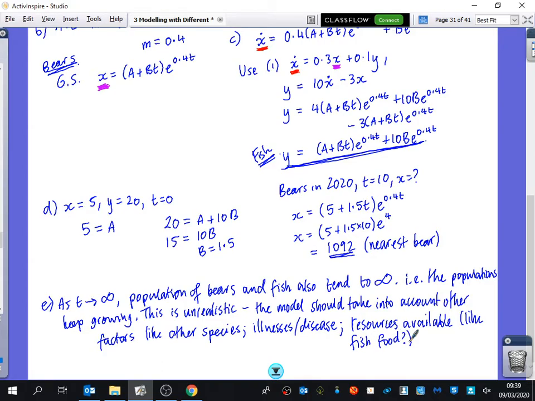Any other resources? Imagine that the population of the fish in the river has just kept on growing forever. Tell me about the river. Not enough space. Okay, so that's another one. Resources available, and also habitat.